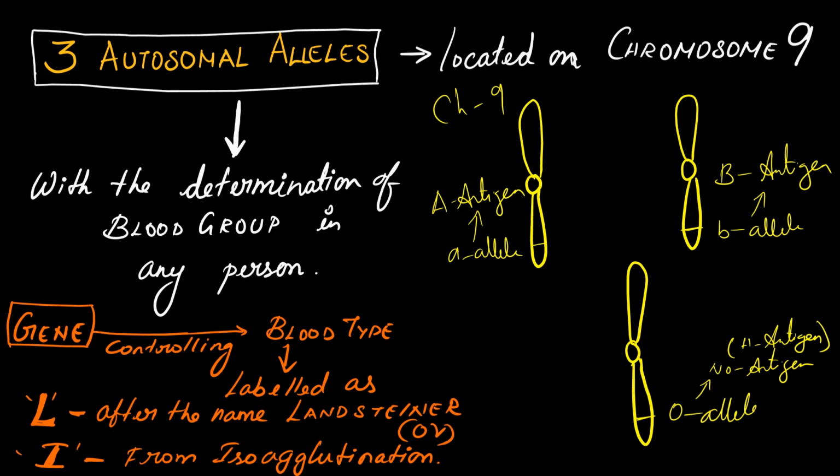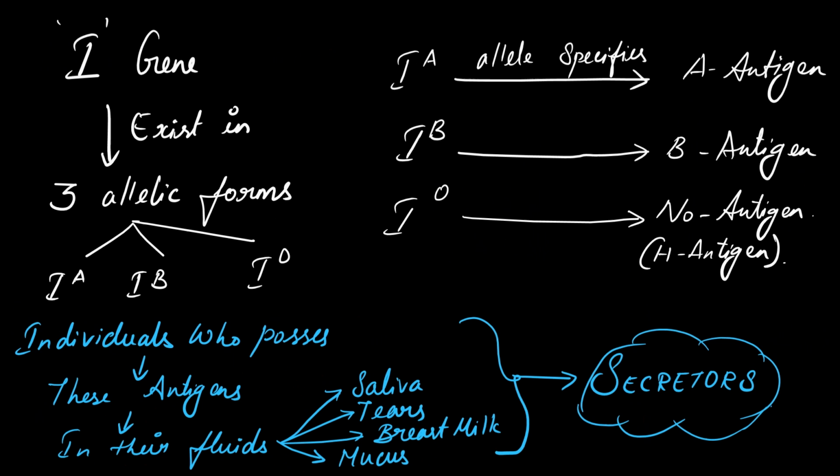We will see about this in detail now. Now this is going to be the I gene. So the I gene, which is responsible for the blood group, is going to exist in 3 allelic forms: IA, IB, and IO. IA is the allele which is going to produce A antigen, IB is an allele which is going to produce B antigen, and IO is an allele which is going to produce no antigen or H antigen.